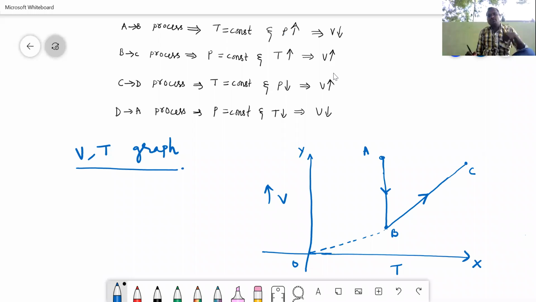Now C to D, one more process. What happened? C to D, again temperature constant, which means a vertical line to the x-axis. Now what happened to the pressure and volume? See, volume is increasing, so it should be upward like this. Vertical line, but it should be upward. Clear? Yes, temperature is constant. Pressure decreases, volume increases.